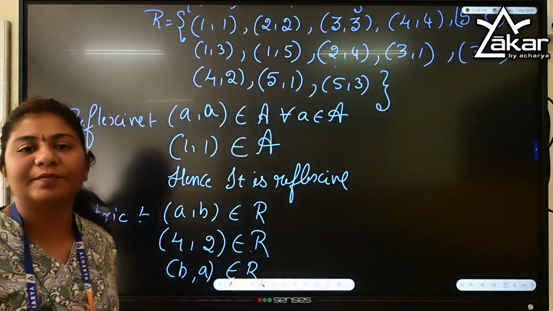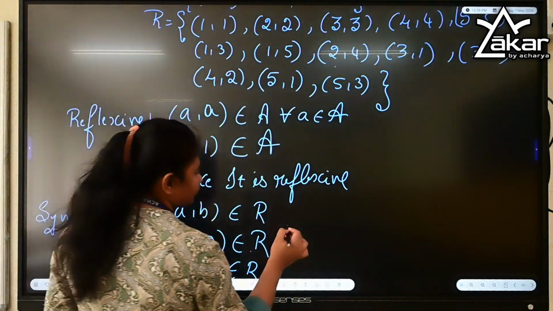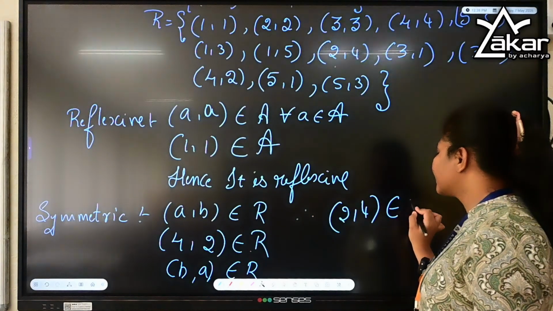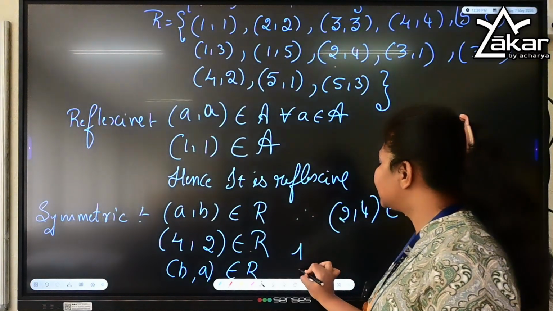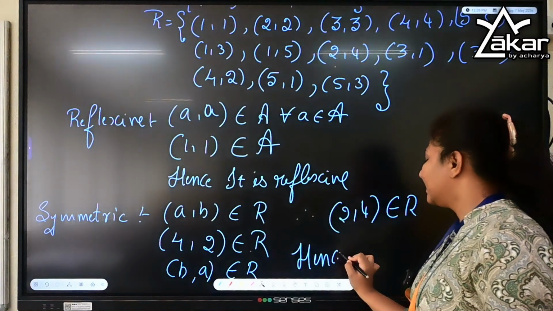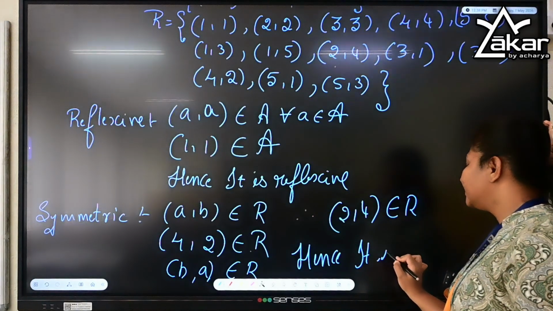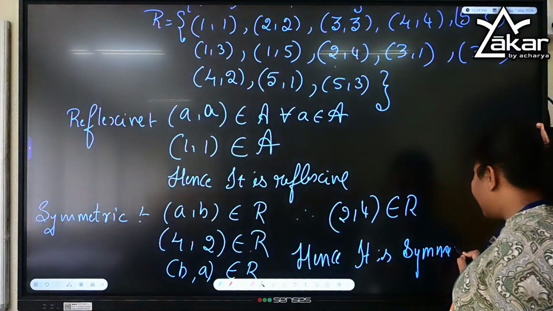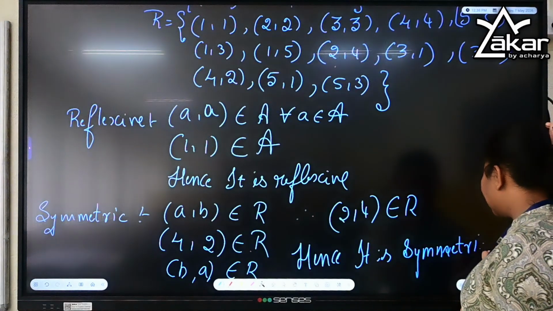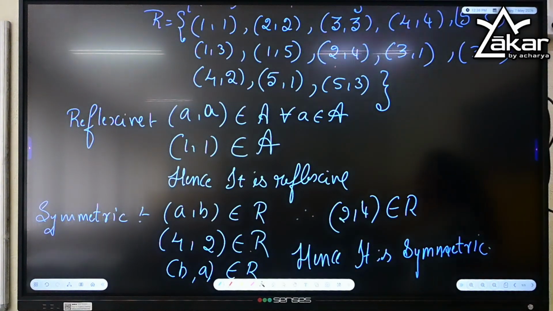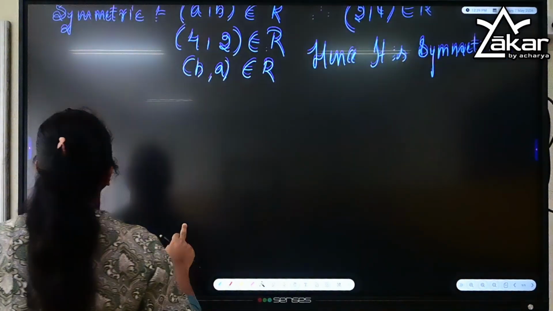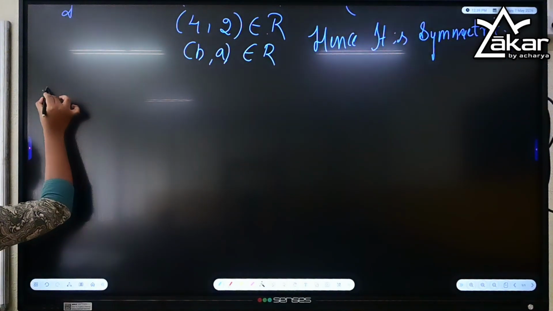Yes, here is that. Right. So therefore 2 comma 4 also belongs to R. Hence it is symmetric. So for every condition, for every problem, it is compulsory to write the conditions. So according to this, let us prove the last one, that is transitive.